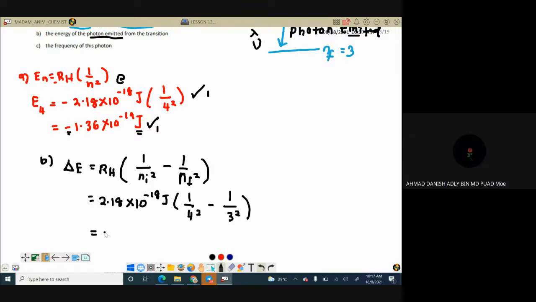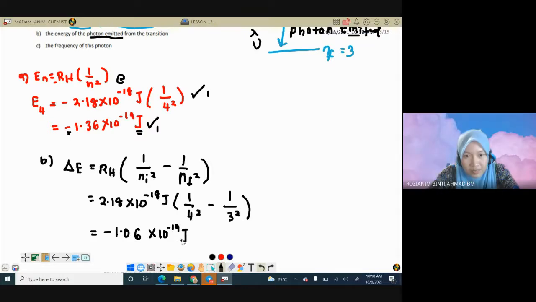Negative 1.06 times 10 to the power of negative 19. Okay, thank you. Same answer, all of you? I believe this is the same. Alright, good. So ingat, bila final answer, bila release, mesti ada negatif dan juga unit joule. So kita dah jawab soalan B.